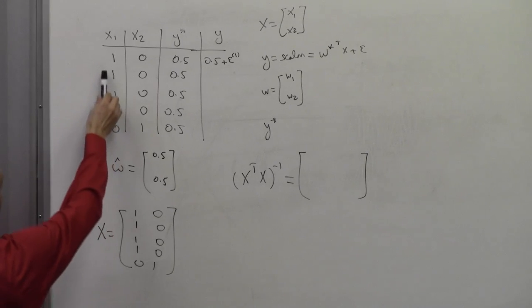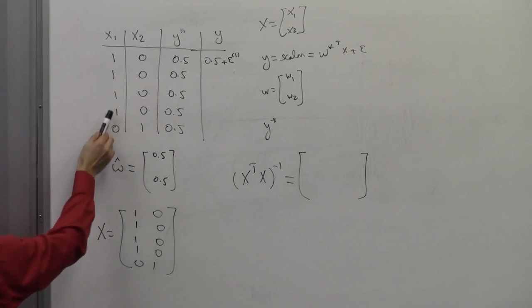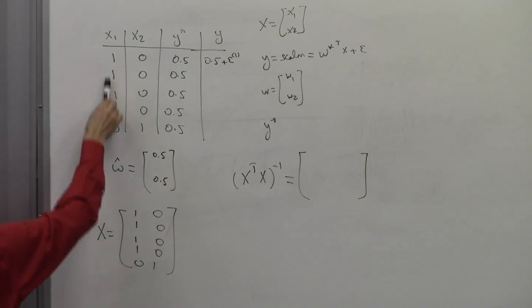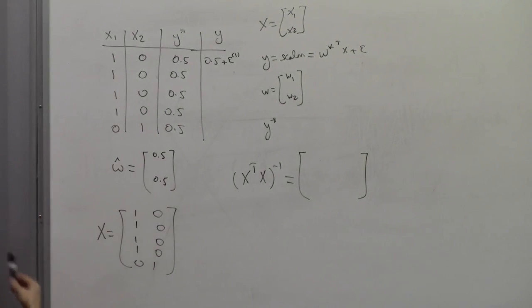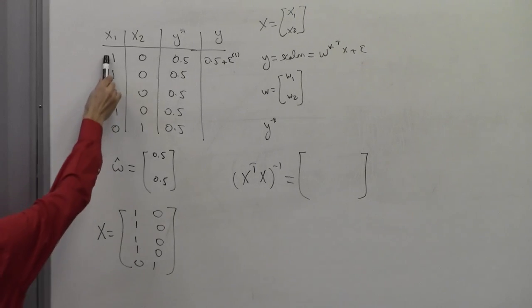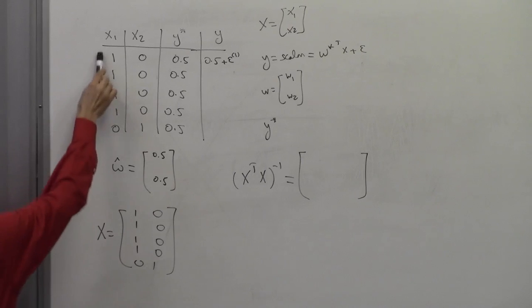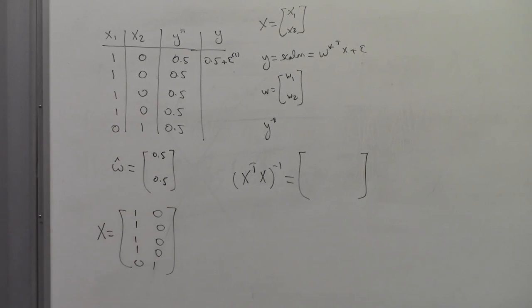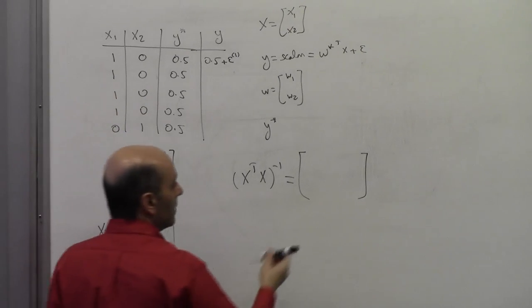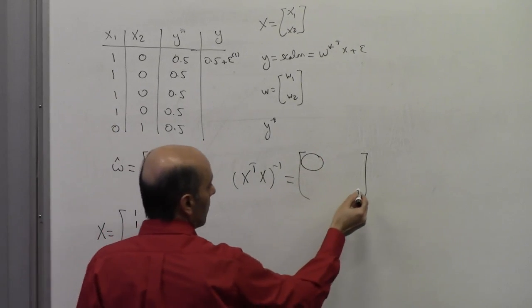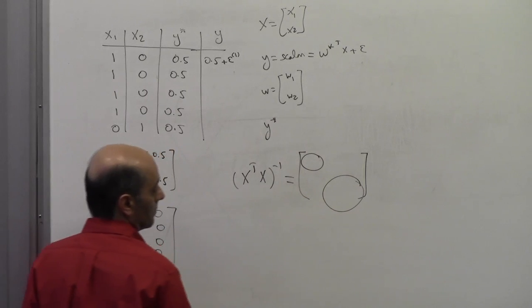Look what's going on here. I get four instances of x1 and only one instance of x2. So if you're thinking about uncertainty, then you should guess that I'm going to know a lot about x1 and hardly anything about x2, because x2 was only on once. Most of the time, x1 was on. So what I would expect is a small number here, but a large number here.